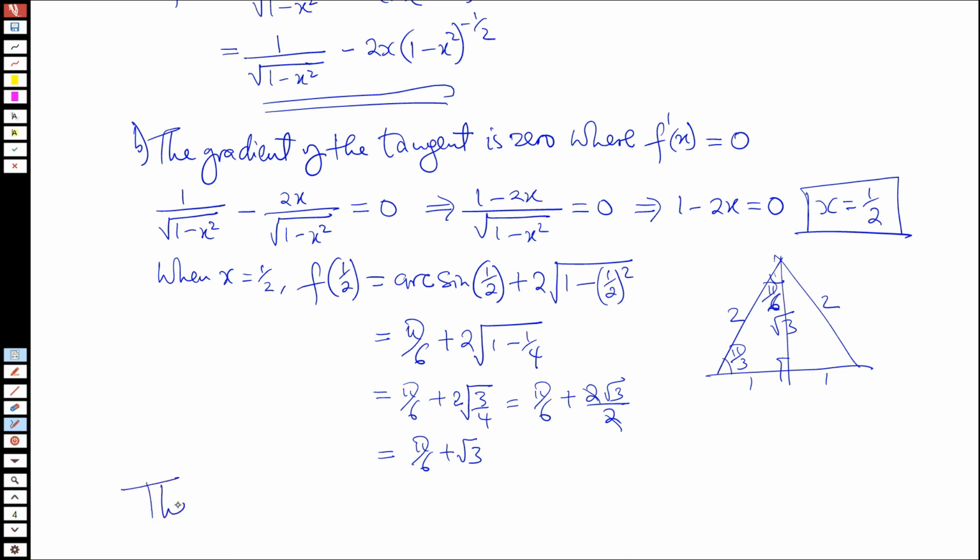So the coordinates are a half and then pi over 6 plus root 3, and that will be your required solution.